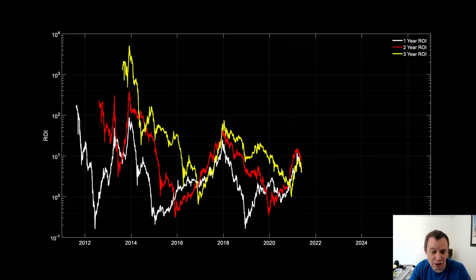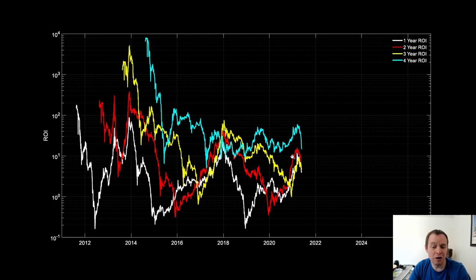This is the 3-year ROI. You can see that we go down significantly, and then the moves back up are still somewhat diminishing, and this one was still fairly low. And then you look at the 4-year ROI, and that's what it looks like.